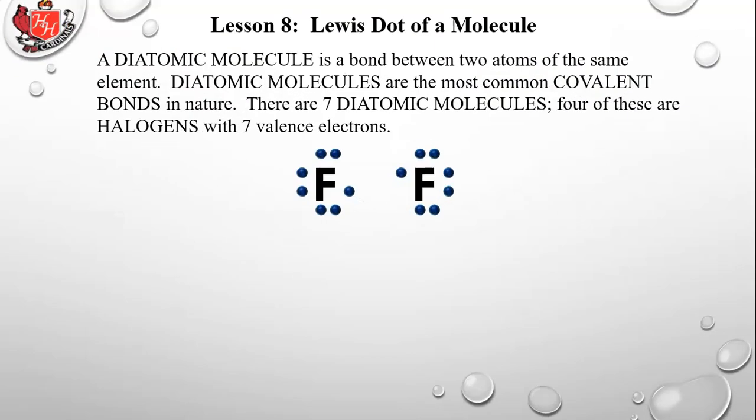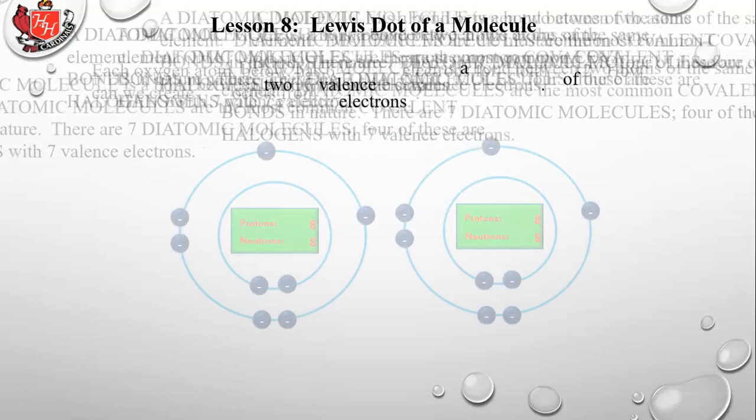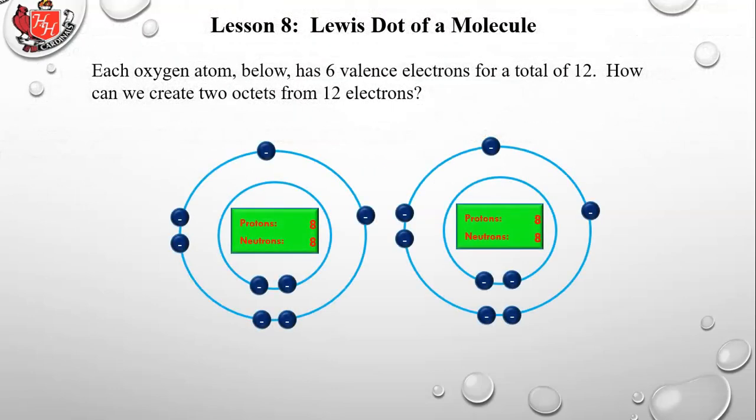Okay, a diatomic molecule is a bond between two atoms of the same element. Diatomic molecules are the most common covalent bonds in nature. There are 7 diatomic molecules. 4 of these are halogens. So we already talked about this, and we're just seeing an example. There's an empty space on fluorine. There's another empty space on another fluorine. Those are 2 empty spaces. And they come together. And now you'll notice that each of the fluorine atoms has a full octet around it, and those are sharing the two middle electrons for a covalent bond.